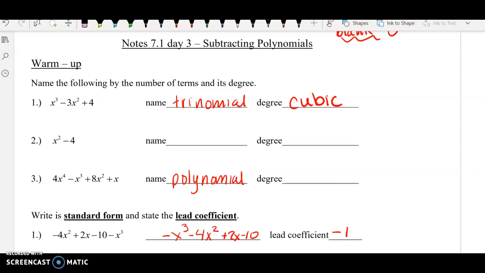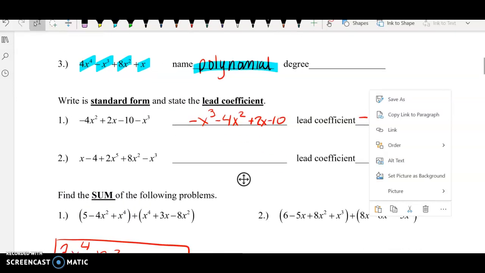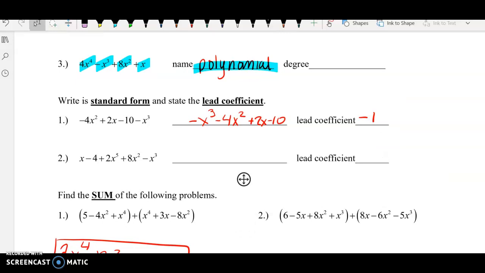So it says name this, and then name it, and then what is the degree by the name. So over here there are 1, 2, 3 terms, so that is a trinomial, and the greatest degree is 3, so that is a cubic. Okay, so here there are 1, 2, 3, 4 terms, so that is a polynomial, and I'm leaving the rest for you guys.